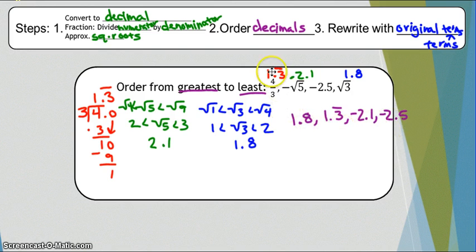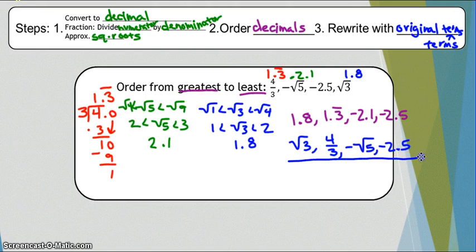Alright, and our last step is to use our original terms. So this 1 and 8 tenths was originally square root of 3. This 1 and 3 tenths repeating was originally 4/3. Negative 2 and 1/10 was originally the opposite of the square root of 5. And this was originally negative 2 and 5/10. And that, ladies and gentlemen, is our final answer.